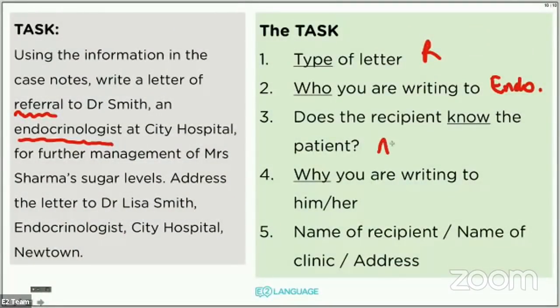So only if it says in the task, like, for Mrs. Sharma's endocrinologist, then you can say yes, the patient knows the recipient. Or it might even explicitly say, to the endocrinologist who knows Mrs. Sharma, for example. So only if it explicitly says it, otherwise assume no. I think that's the right answer. I'm very confident with that. Okay, so we're going to assume no. Why are we writing? Further management of sugar levels. Cool.